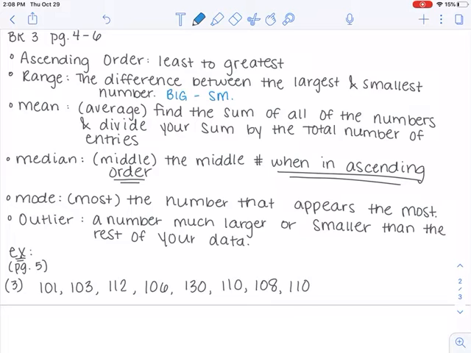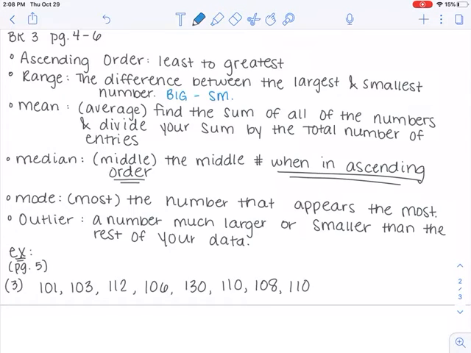Alright, then the mean is the average. So you're going to find the sum of all of the numbers. So let's say they give you 5 numbers. Add those 5 numbers up. Once you get your total sum, you divide that number by 5 because that's how many numbers they gave you.